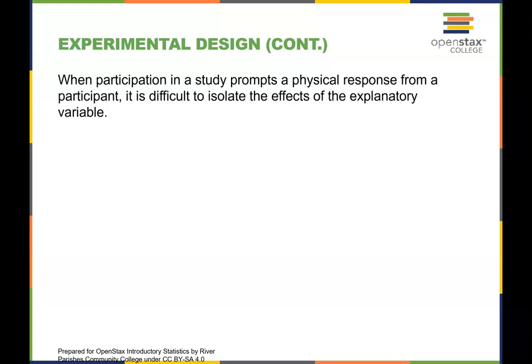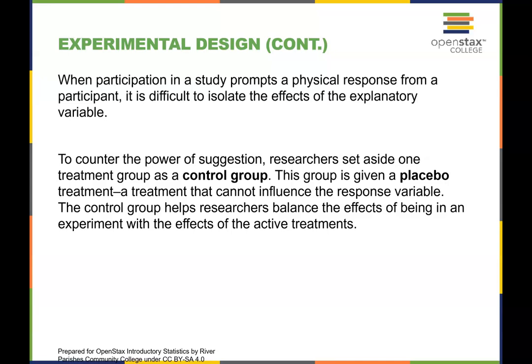When participation in a study prompts a physical response from a participant, it is difficult to isolate the effects of the explanatory variable. To counter the power of suggestion, we have a treatment group that is a control group. They're given a placebo, which means it's fake. It's like a sugar pill or something that looks and seems just like the treatment. Could be a number of different things. Could be a shot, could be a pill, cream or something, food, treatment that cannot influence the response variable. So it's really not going to do anything. So you don't want to have it be too close to the real thing or close at all to doing something that the real thing would do.